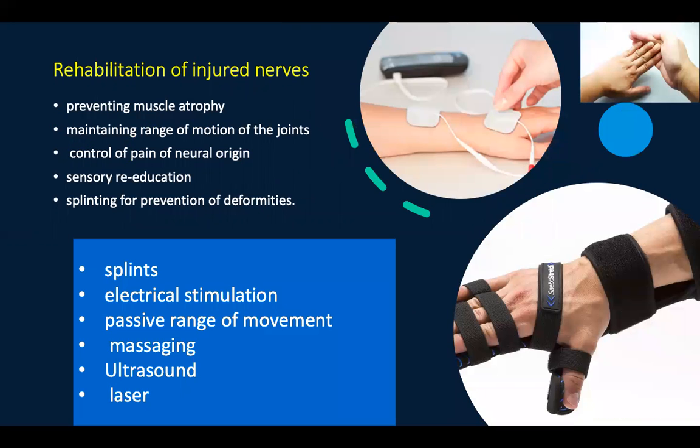Coming to the rehabilitation of injured nerves, the rehabilitation is mainly focused on preventing muscle atrophy, maintaining range of motion of the joints, control of pain of neural origin, sensory re-education, and splinting for prevention of deformity. So these are done through splintage. Electrical stimulation is given to prevent muscle atrophy. Passive range of movement therapy is given for joint mobility. Massage, ultrasound and laser can be used for muscle well-being.